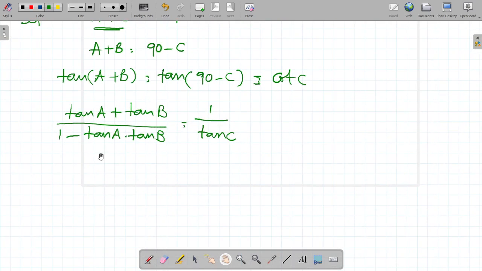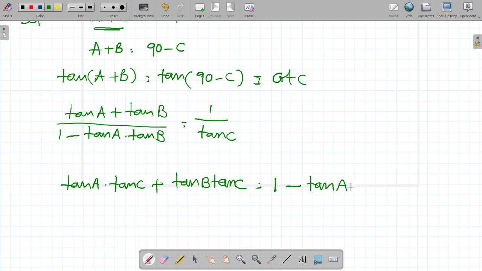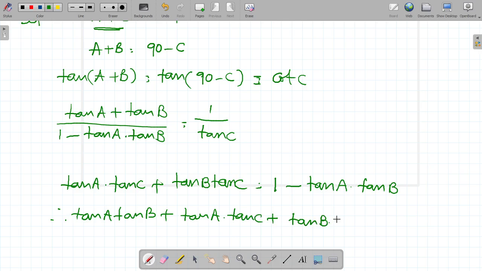Cross multiplication. Tan a into tan c plus tan b into tan c is equal to 1 minus tan a into tan b. Therefore, tan a tan b plus tan a into tan c plus tan b into tan c is equal to 1.